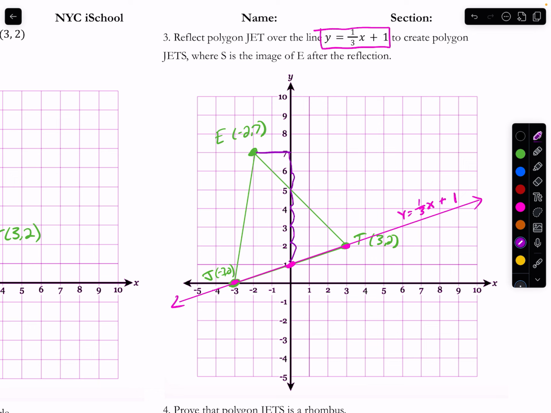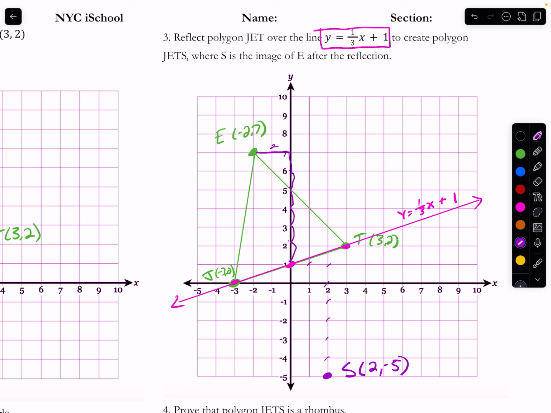Okay, so what do I do again? Let's go right 1, 2, and then down 6. You can see I got a distance of 2 here, down 1, 2, 3, 4, 5, 6. So I'll do it again. Right 1, 2, down 1, 2, 3, 4, 5, 6. And now I'm going to state that point S, okay, which is the image of E after the reflection. And that point S is the point (2, -5).